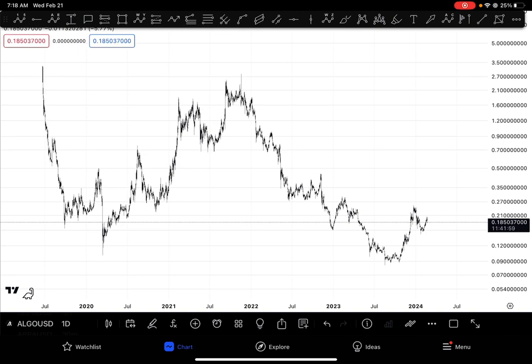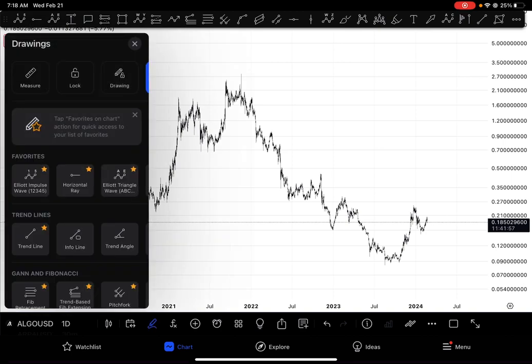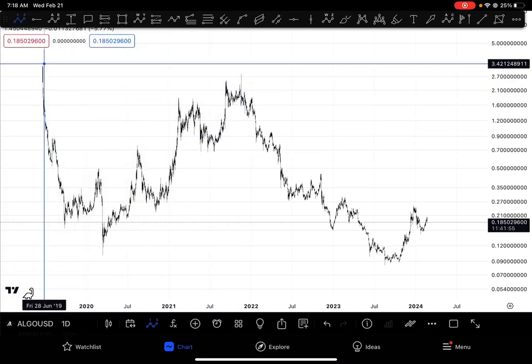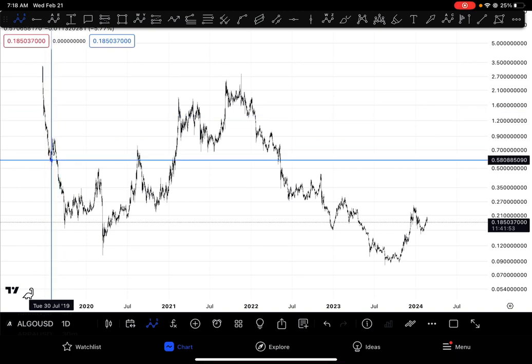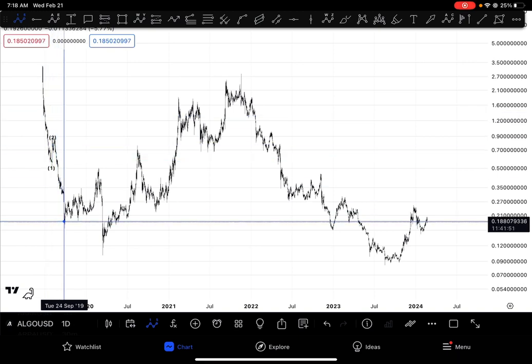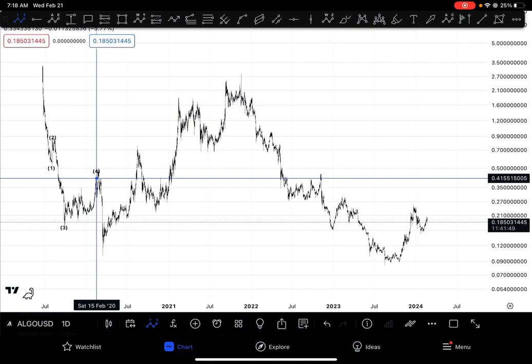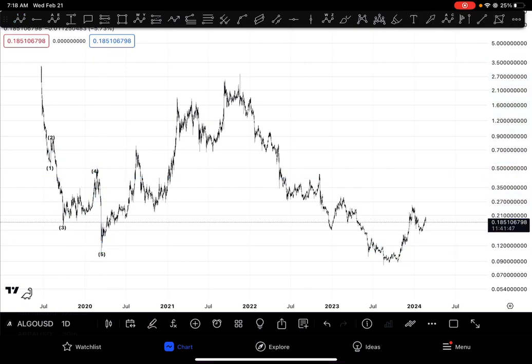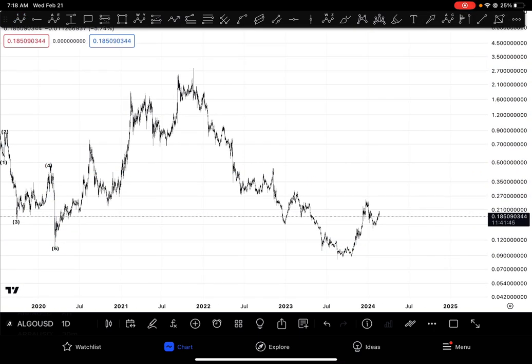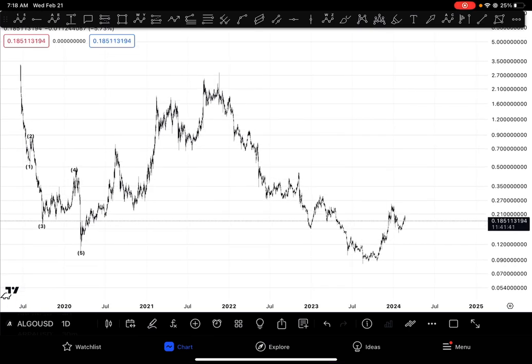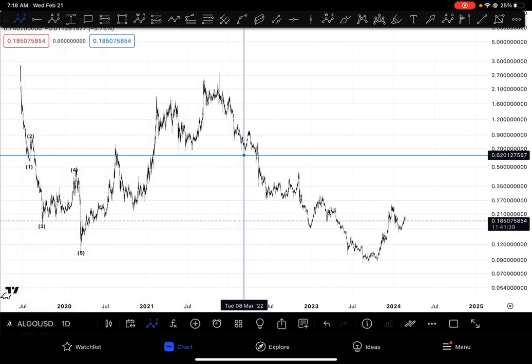Let's take a look at Algorand over here. And what we have is a 5-wave move to the downside. Usually you get these types of structures when you have the creation of a coin. It starts off very high, or it gets airdropped at a very high price, and then it gets sold off by the initial shareholders and the greedy hands.